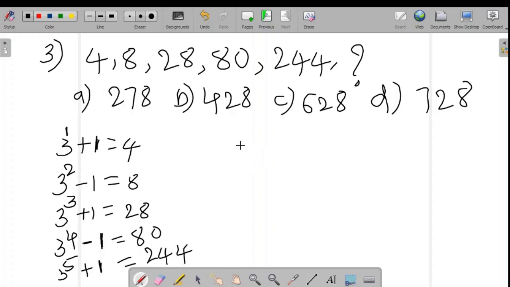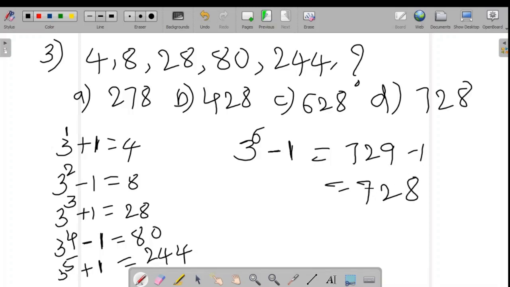So next number is 3 to the power 6 minus 1. What is 3 to the power 6? That is 729 minus 1 is 728, the right answer. So option D is the correct answer. So let us move on to the next question.